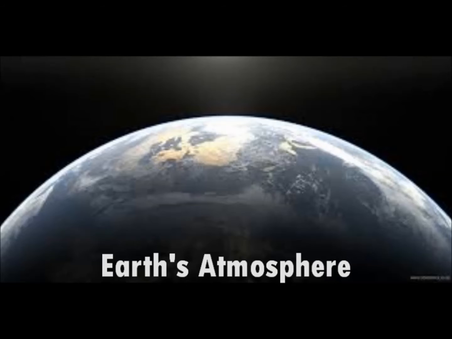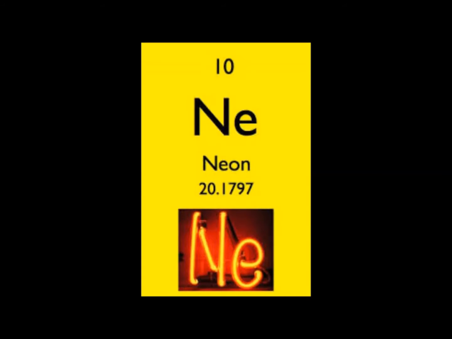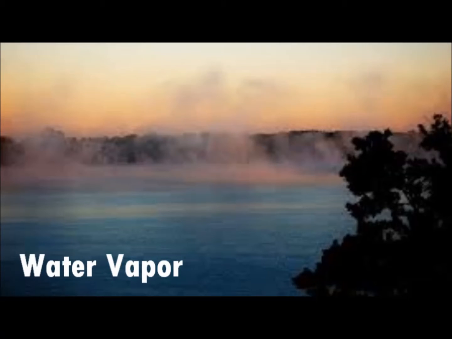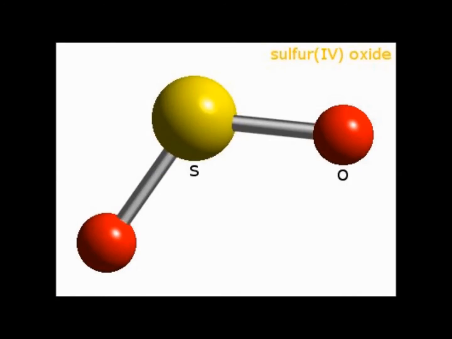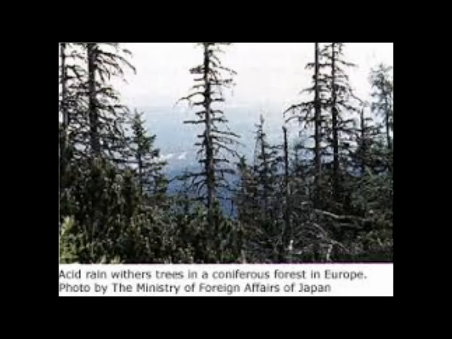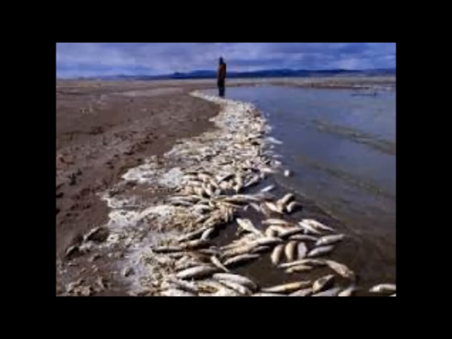There are other inert gases such as neon and helium in minute amounts. It also contains water vapor in variable quantities ranging from 0.01% to 3%. Another variable component is sulfur dioxide, a dangerous pollutant that causes acid rain. There may be 10 million tons of this substance in the atmosphere at any particular time.